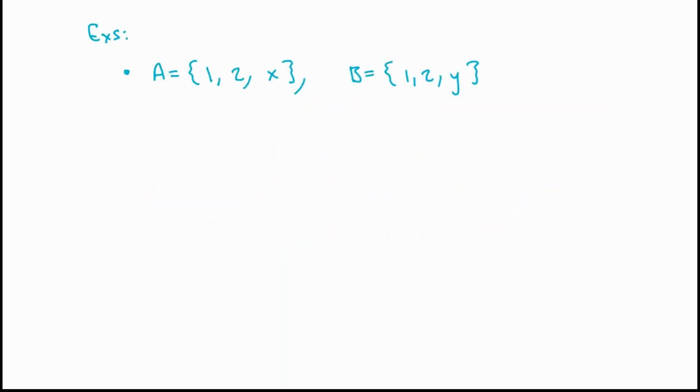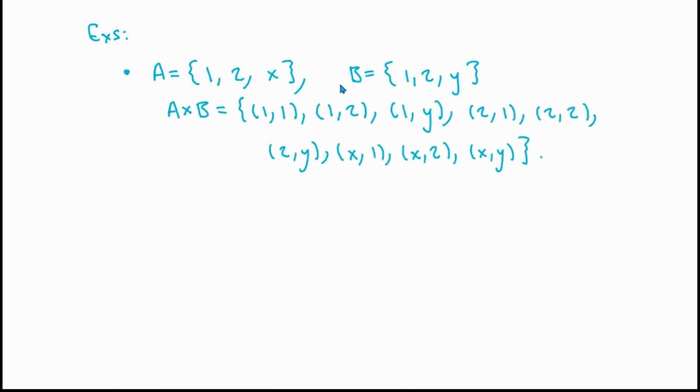To give a couple of simple examples, first let's let A be the finite set consisting of the numbers 1 and 2 and the letter X, and let's let B be the set consisting of the numbers 1 and 2 and the letter Y. In this case, because both sets are finite, we can list out all of the elements of the Cartesian product A times B. We just go through and think about all of the ways of creating an object of the form (element of A, element of B).